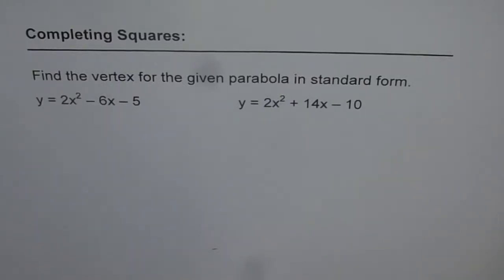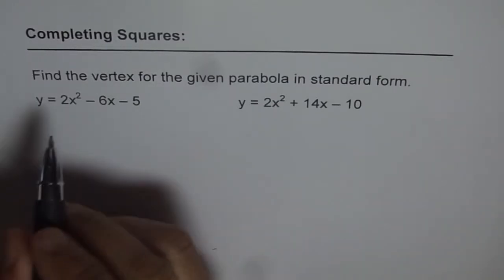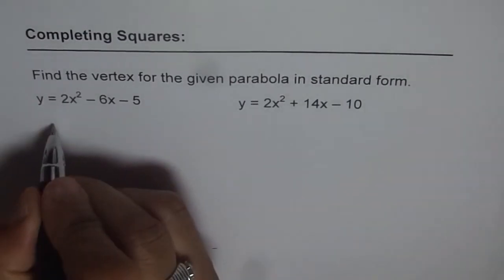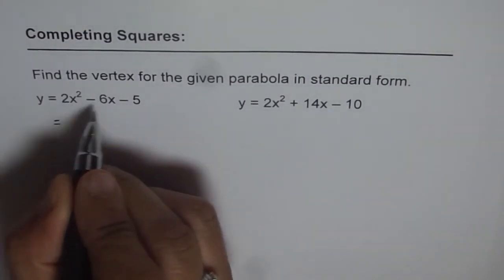Completing squares. Find the vertex for the given parabola in standard form. y equals 2x squared minus 6x minus 5, and y equals 2x squared plus 14x minus 10. So here we have a leading coefficient which is 2. Let us factor this out from the first two terms.